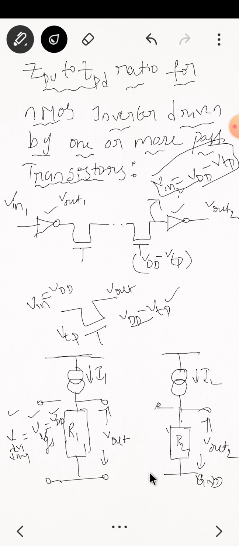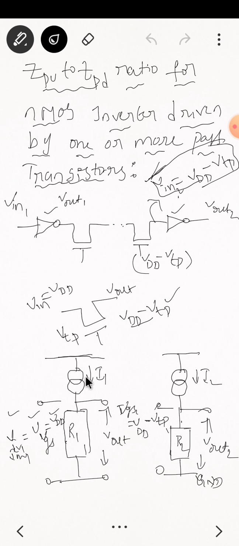Here I am applying the input. In this case you observe that V inverter 2 is equal to VDD minus VTP. So I am applying the input VDD minus VTP here. This is equal to VGS2, or V inverter 2.